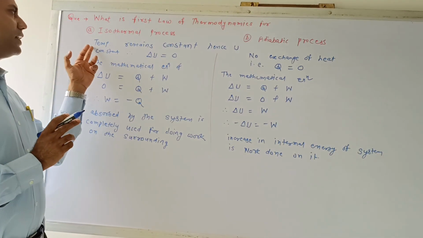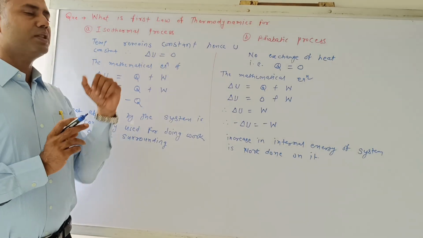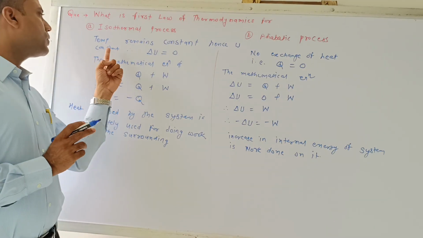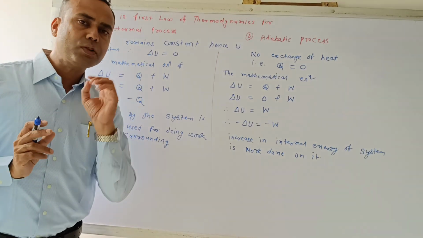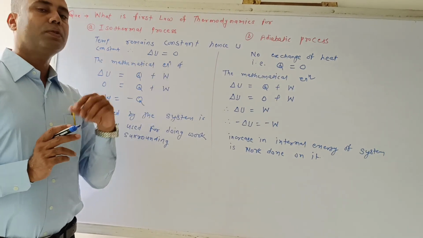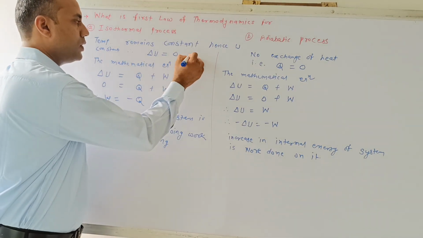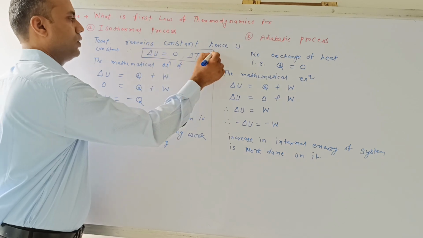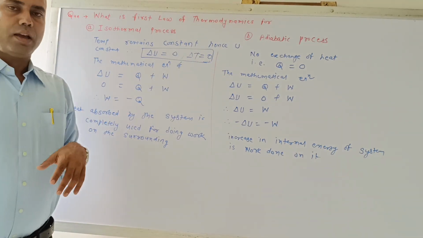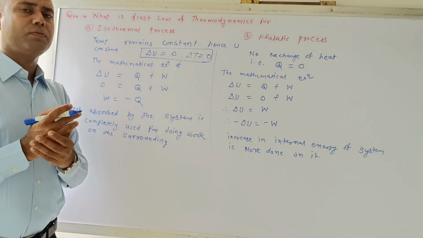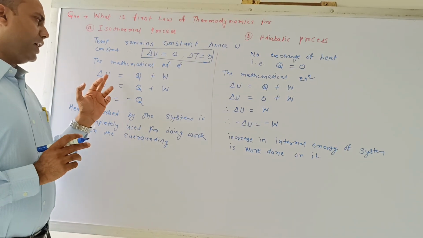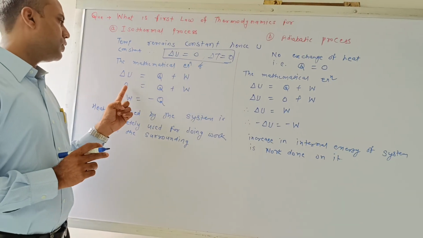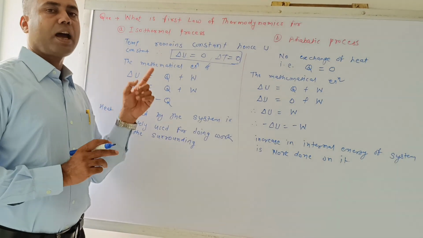Therefore, we can say that in isothermal process temperature remains constant and internal energy is temperature dependent, hence U is also constant. Means delta T is equal to 0 and delta U is equal to 0, because both the factors are correlated. Then you know the mathematical equation for first law of thermodynamics: delta U is equal to Q plus W. Now here delta U is equal to 0. We are placing 0 here because it's an isothermal process.